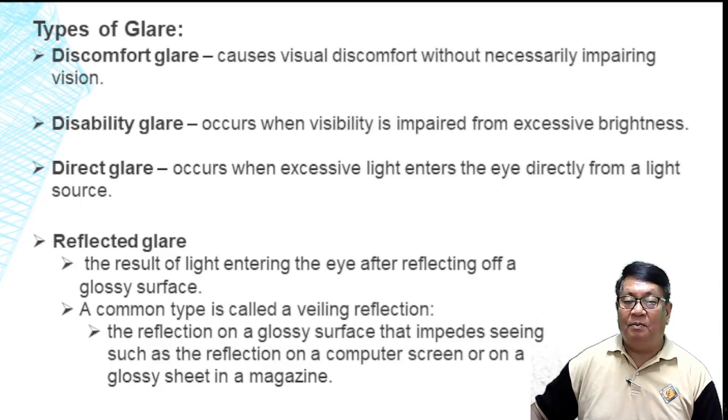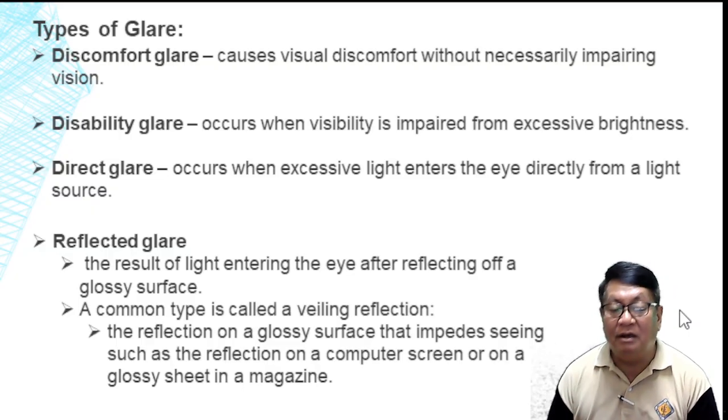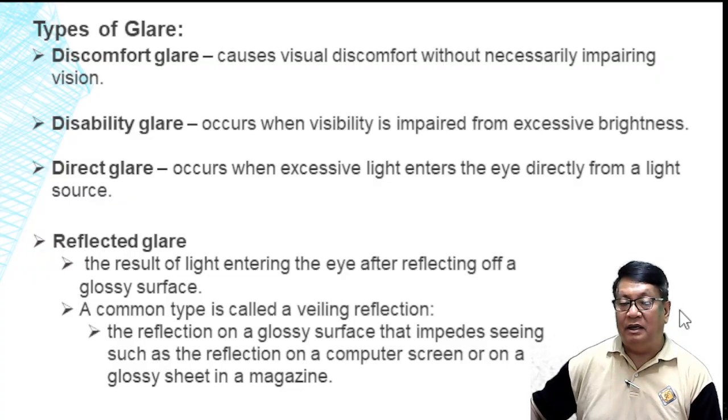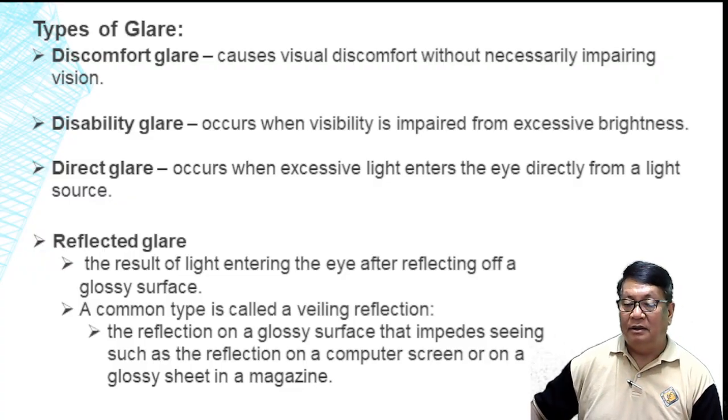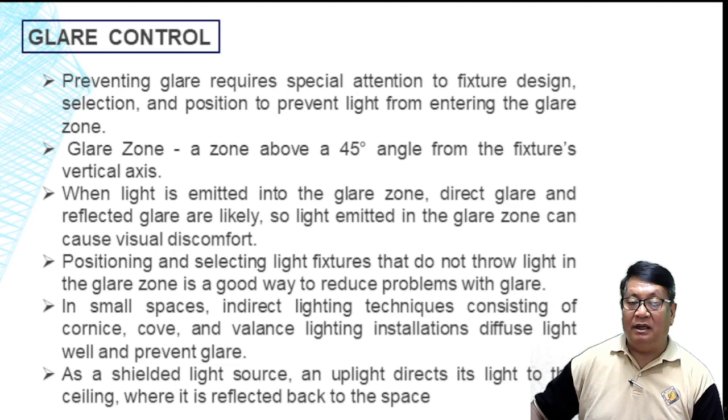So discomfort glare is one of the types of glare. It causes visual discomfort without necessarily impairing the vision. Then we have the disability glare. We have the direct glare and the reflected glare. For those who are being disturbed by this glaring, try to control it.